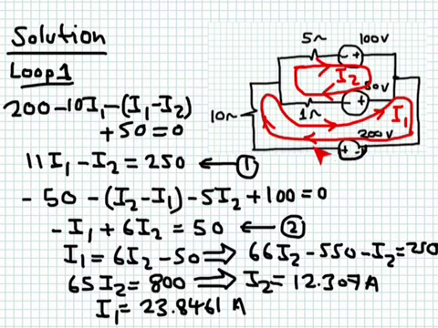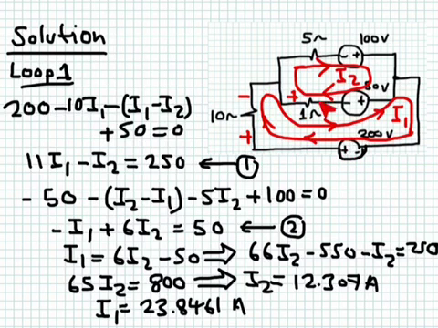So if I go around this loop in the clockwise direction, I sum all the drops. Negative, positive, I count as positive. Positive, negative, I count as negative. Notice that the drop I have across this one, I counted as positive, negative because of the assumed direction of I1, across the 10 ohm. This one here is positive, negative because I'm assuming I1 to flow from the bottom node to the top node.